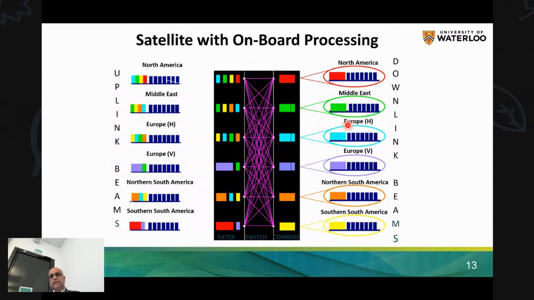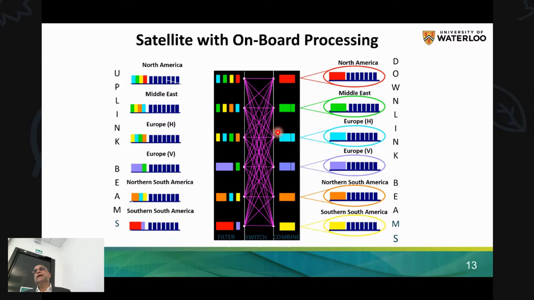So this shows a little bit more. If you have, say, a beam coming from North America, Middle East, Europe, certain calls or certain channels need to go particularly to North America. So you'll be able to do processing on board of the satellite. When you do processing, you need many filters, and you need switches as well. You need switches to do that. So just filters are being used.